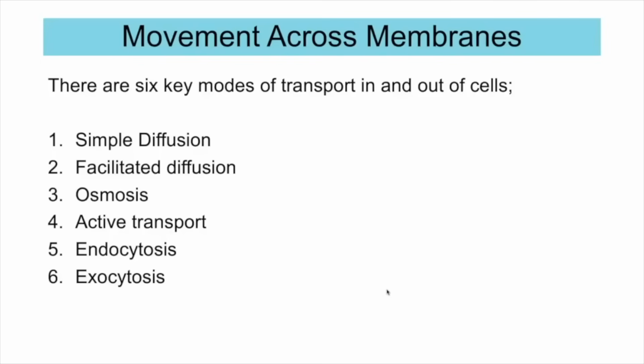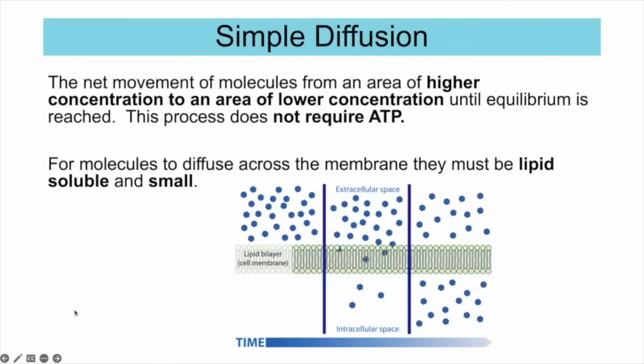There are 6 key modes of transport in and out of cells that we're going to have a look at, and it's these 6 just here. So starting with simple diffusion. This is the net movement of molecules from an area of higher concentration to an area of lower concentration until equilibrium is reached. This process does not require ATP.